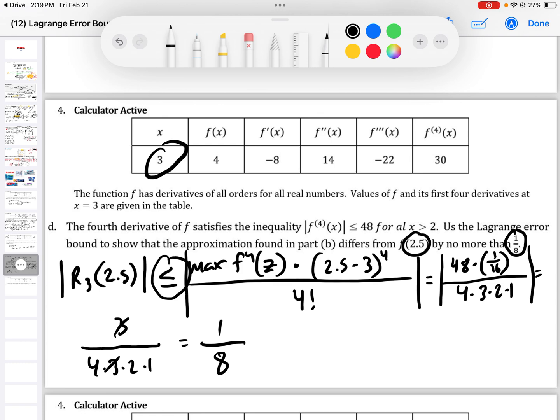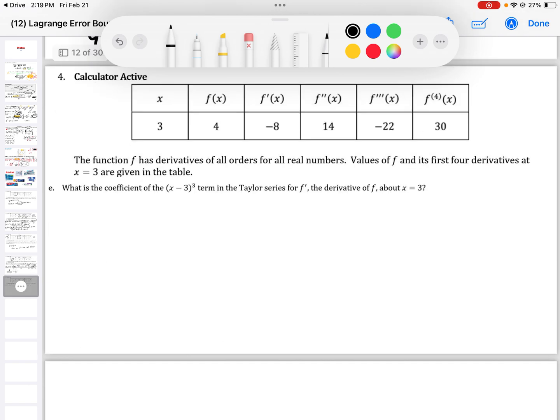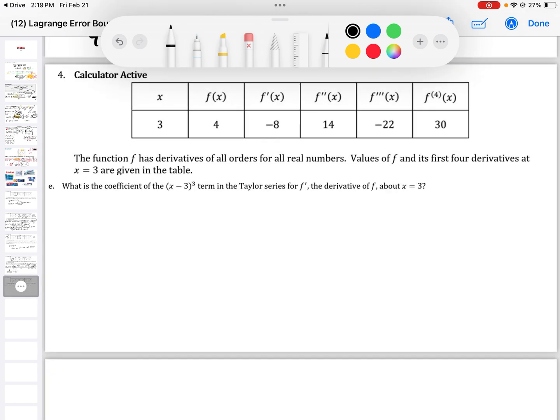All right, there we did it. Because that's the number, right? It's no more than 1/8, and there's that. All right, so that was kind of embarrassing, but yeah, 48 divided by 16 is 3, not 4.